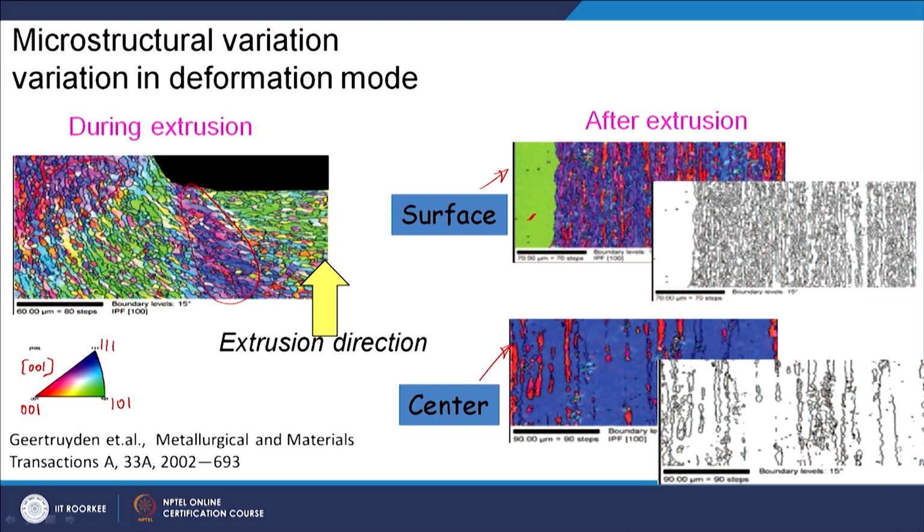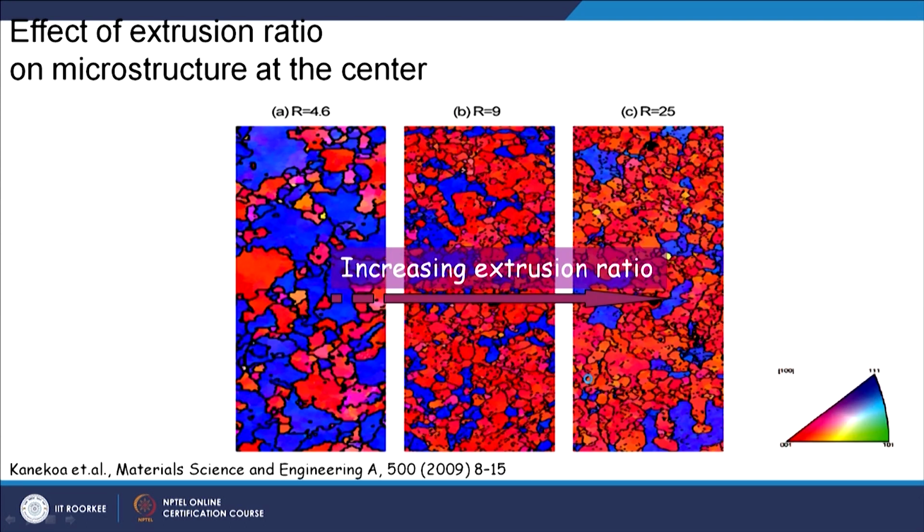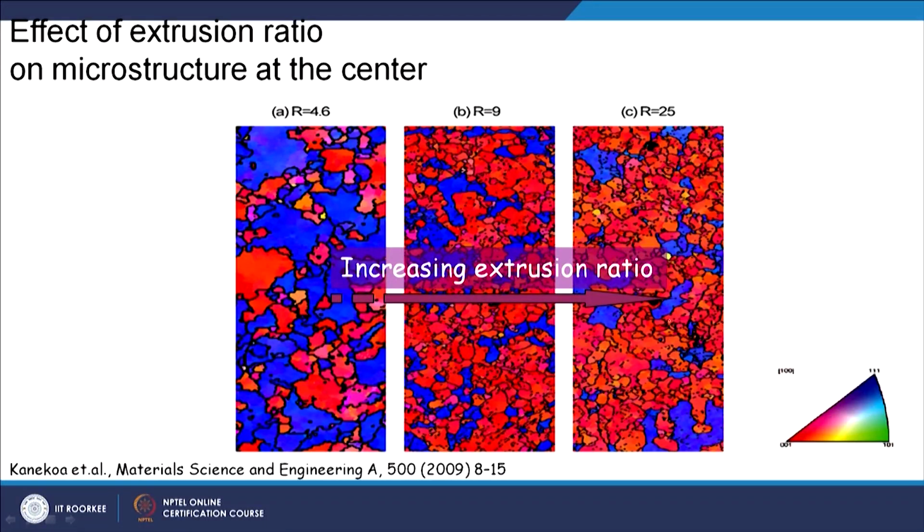So, again, a very nice microstructural variation you can see in the same extruded billet. This is the effect of increasing the extrusion ratio, that is the ratio between what is coming out after extrusion and what you are putting in. And as you can see, as the extrusion ratio is increasing, because you are putting in more strain, the grains are very coarse here, big grains are seen.